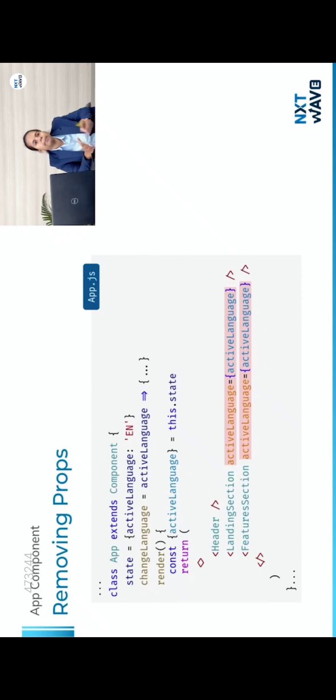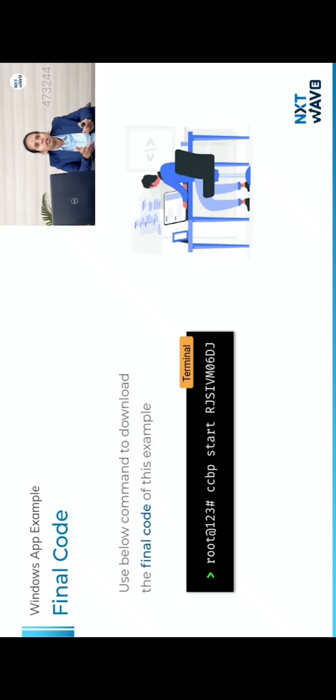So do implement this consumer component in the landing section and also in the new ways to connect. Then you will understand how we have eliminated the problem of prop drilling. Here, you can use the below command to check the final code, where we have used the context and eliminated the prop drilling problem. Just run this and you'll be able to see this output. So let me show it to you.